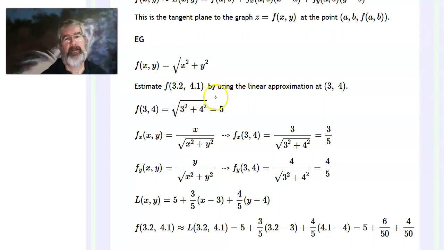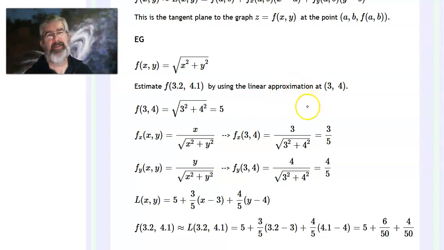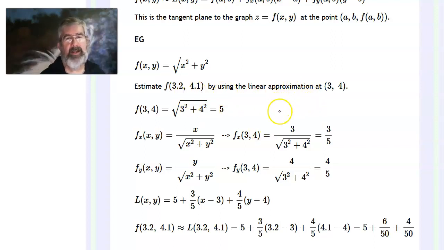But that's not the point here. The point here is I want to approximate it with a linear approximation. Sometimes the functions are more complicated, or you don't find yourself with a calculator handy. And we can do these linear approximations.